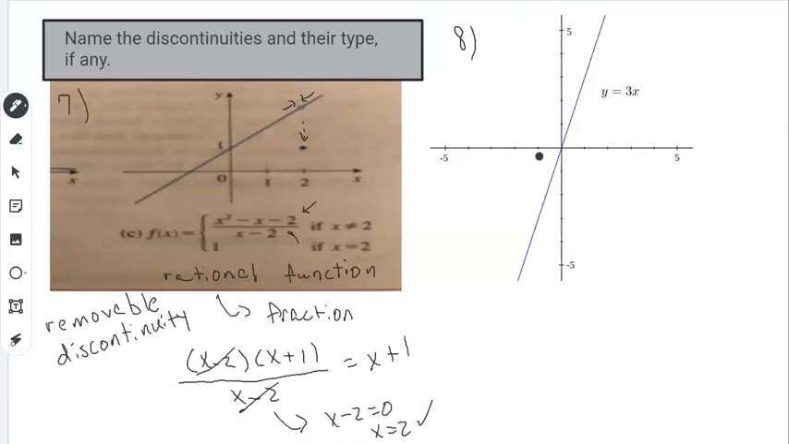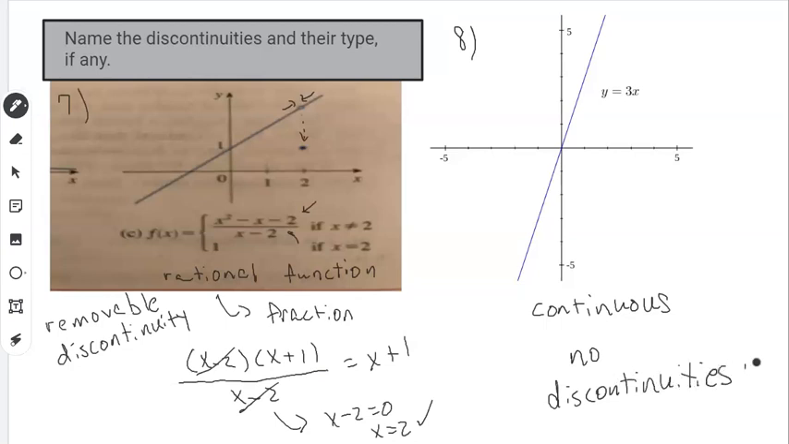Okay, moving on to number 8. This is a straight line. I can draw this without removing my pencil from the paper. So this is continuous. There are no discontinuities for number 8. But you probably already knew that. Okay. So 4 types of functions that you will see on your homework. There's going to be continuous functions that are really well behaved. There are no discontinuities there. You will also see removable, jump, and infinite. So let's move on to the next slide.